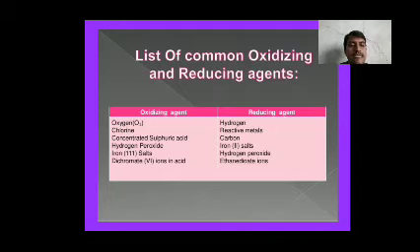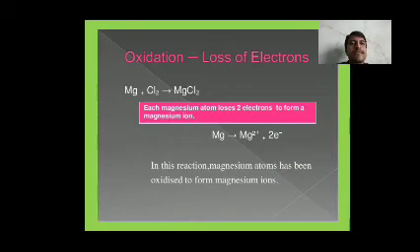Chlorine in this reaction gains electrons from the magnesium atom. This gain of electrons is called reduction. Cl gains electrons from magnesium: Cl2 plus 2 electrons gives 2Cl minus.